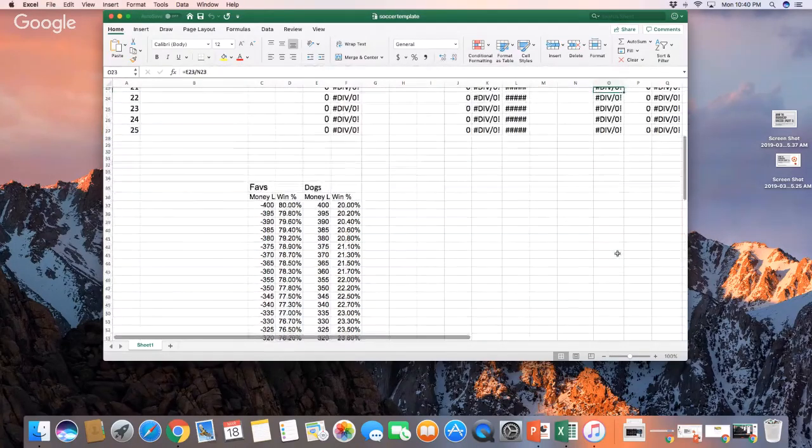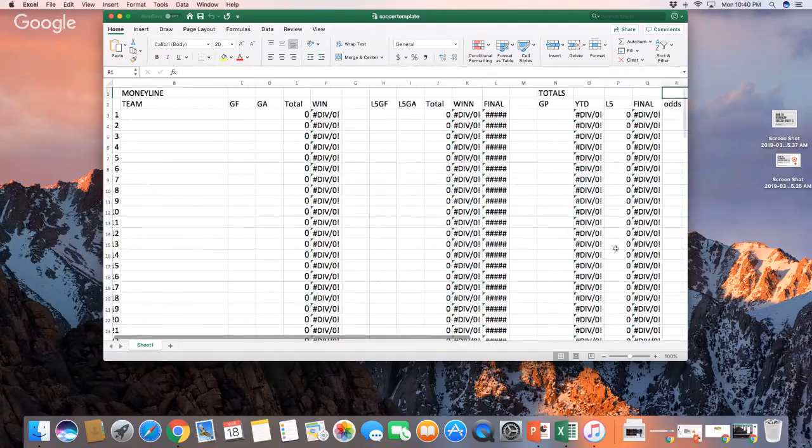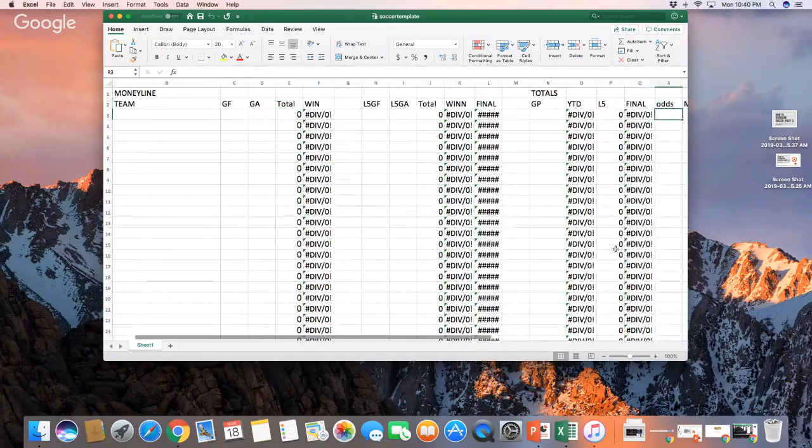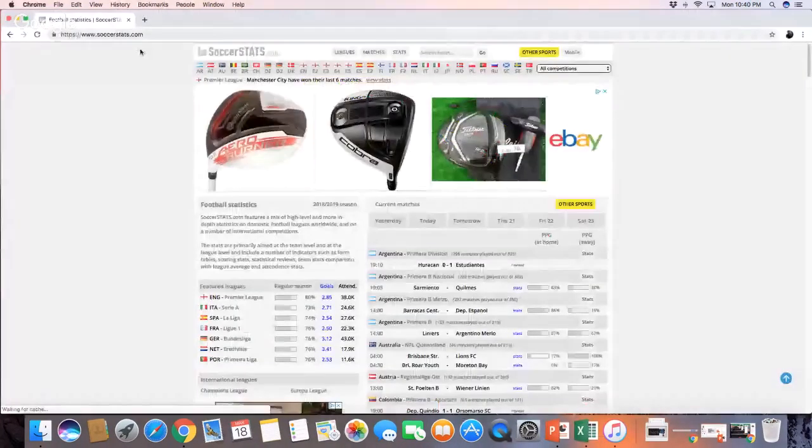Okay, so we go up here to the top. This is our spreadsheet. Now, the spreadsheet also will calculate totals. We're going to do a totals video next week, so I'm really excited about this. But what I want to do is just show you how cool this spreadsheet is, where we can do a whole league in no time at all.